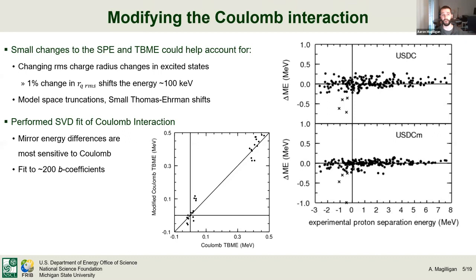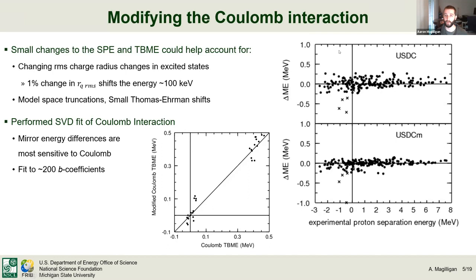So changing the RMS charge radius, for example, in the excited states of a nucleus, a small change in that charge radius could result in on the order of a 100 keV shift in your energy. And since we're looking at about 150 keV energy RMS, that's something we want to try and account for. So we performed just another singular value decomposition fit on these two-body matrix elements and single particle energies. But instead of just fitting to the energy levels, we fit to the mirror energy differences. And there are about 200 of those in our data set.